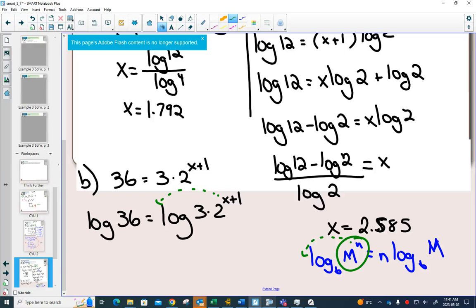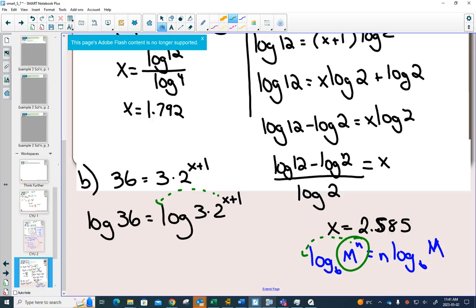Right now, I hope that you can see here on the left that the x plus 1 is an exponent only to the 2. It is not an exponent to the 3. And since it's an exponent only to the 2 and not an exponent to the 3, you are not allowed to use this log law yet. This log law only works if it is an exponent to the entire thing.